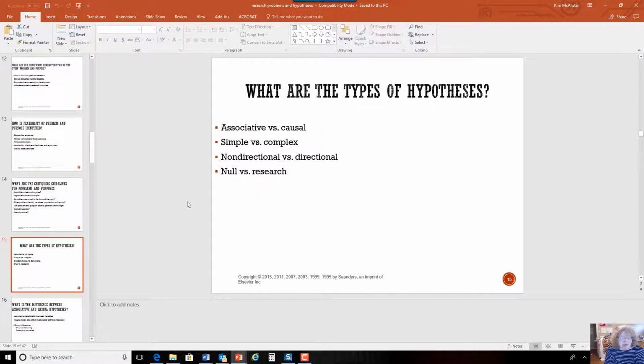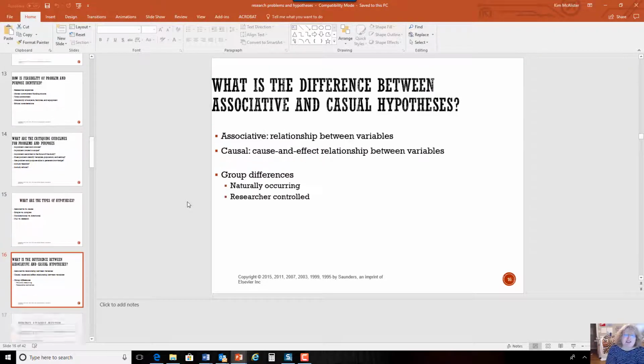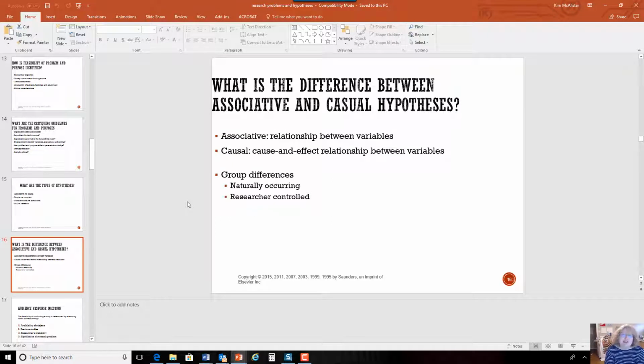So now we want to take a moment and look at hypotheses. What are the types of hypotheses? We have associative versus causal, simple versus complex, non-directional versus directional, and null versus research. So an associative hypothesis looks at the association between something, and causal says this causes that. Like smoking can cause cancer, or there's a relationship between exercise and improved cardiac output.